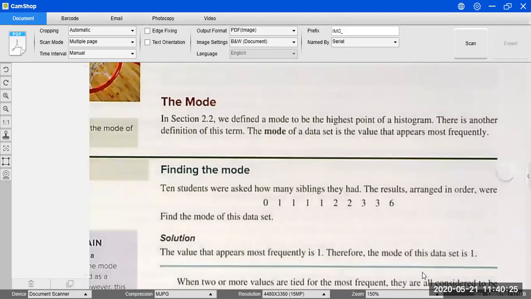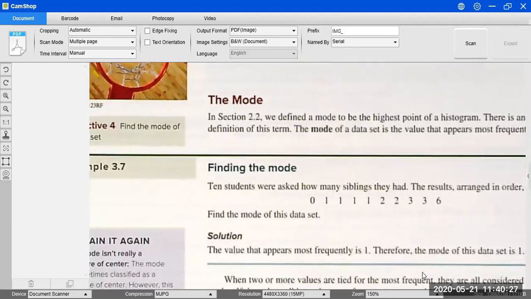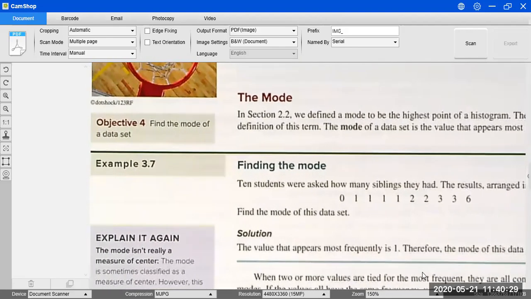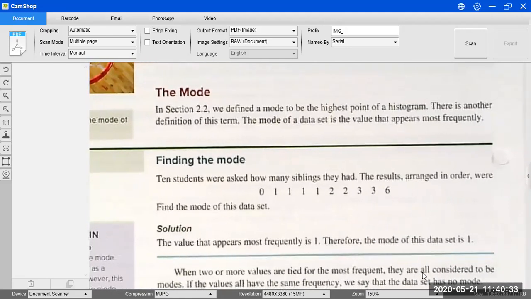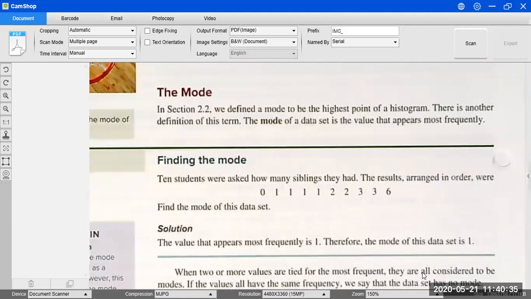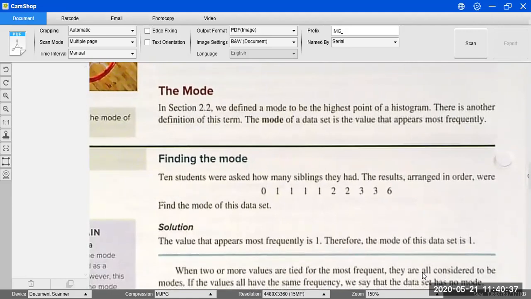You have there example 3.7. I don't think we need to work this on your notes. You just remember the most frequent value is going to be the mode. So 10 students were asked how many siblings they had. The results are arranged in order: then you have 0, 1, 2, 3, and 6.